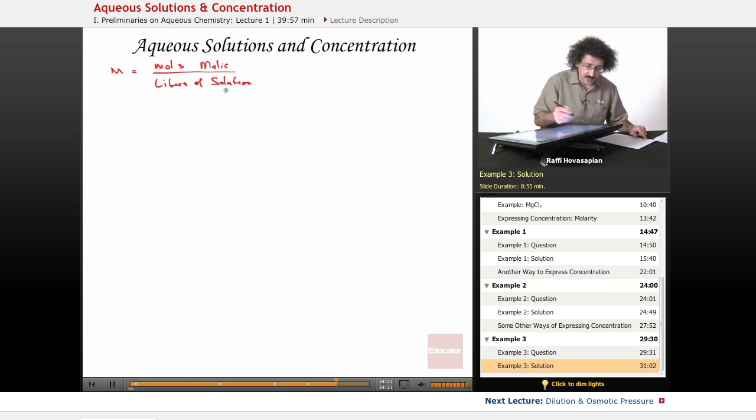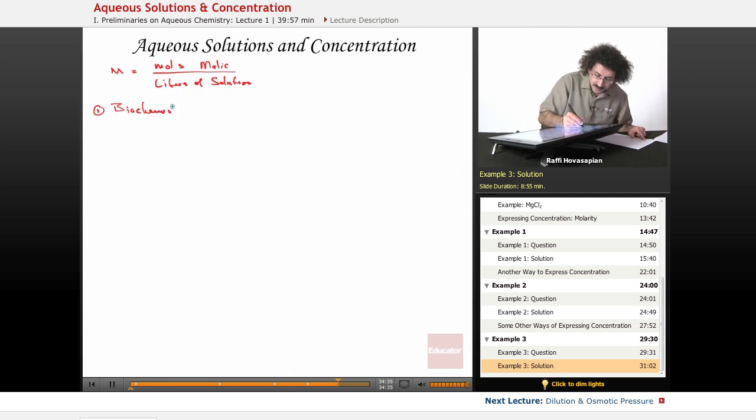Okay, well, let's take a look at this. So the first thing I'm going to do is I need the moles of malic, liters of solution. The one that's quickest here, what I'm just going to do is, well, let me write out what the biochemist did. So the biochemist measures the volume of the solution.